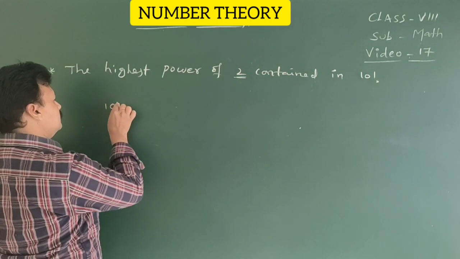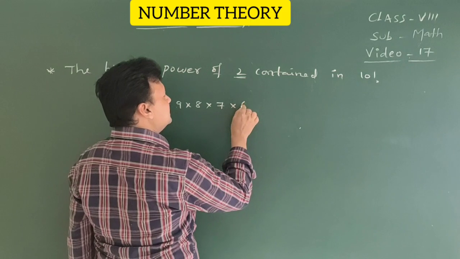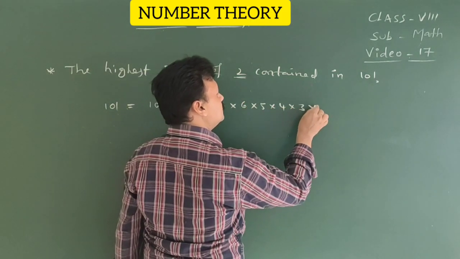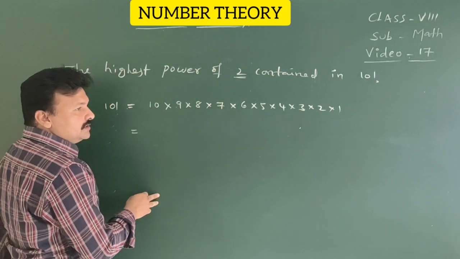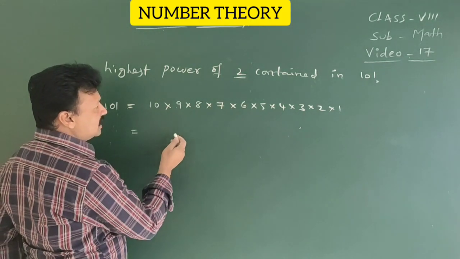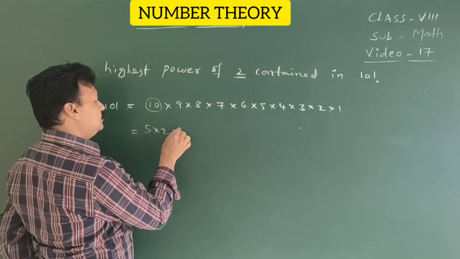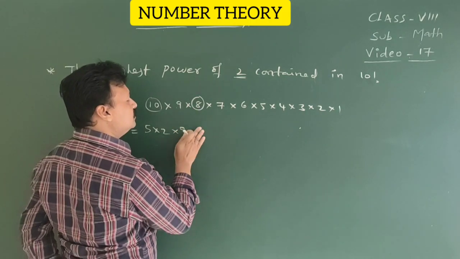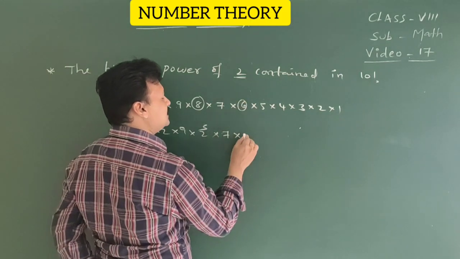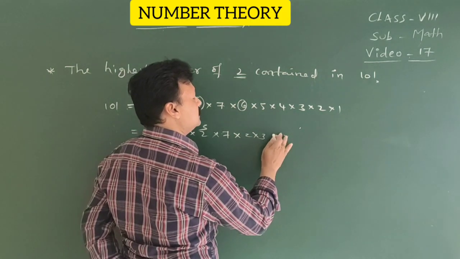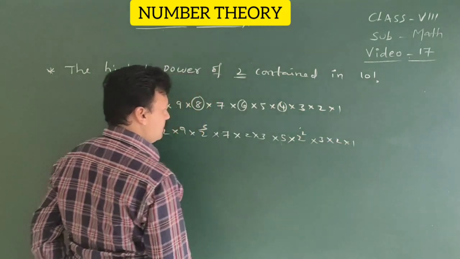Here the expansion of 10 factorial, we have 10, 9, 8, 7, 6, 5, 4, 3, 2 and 1. Here we require the highest power of 2 only. What are the generators of 2? Here all even numbers are generators of 2 only. Here 10 is 5 into 2. Here 8 is 4 into 2, means 2 cube also we can write. 7. Here 6, 2 into 3. 5 as it is. Next 4 is 2 square. Here 3 into 2 into 1.